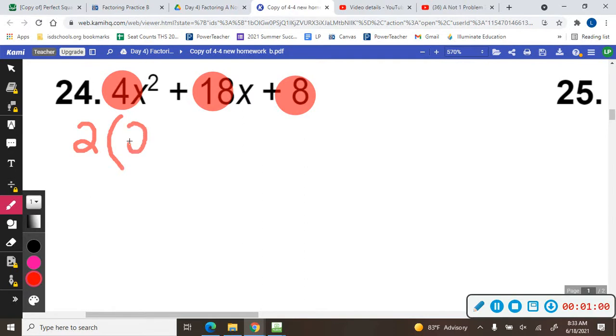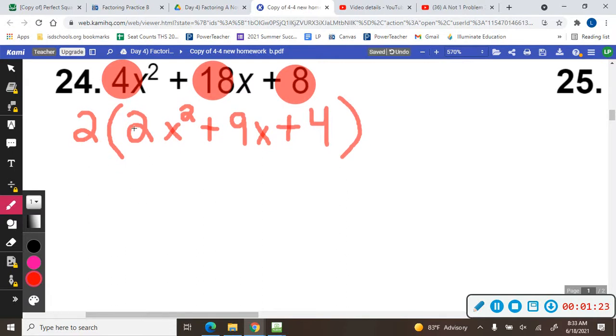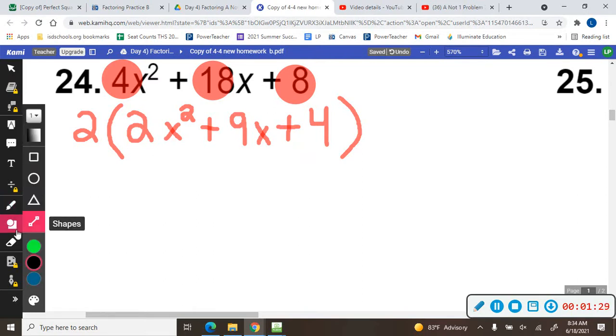And that leaves 2x squared. That leaves 9x. And that leaves 4. Okay. Now here I notice that 2, 9, and 4 do not have a GCF. So I could go ahead and make my factor x.